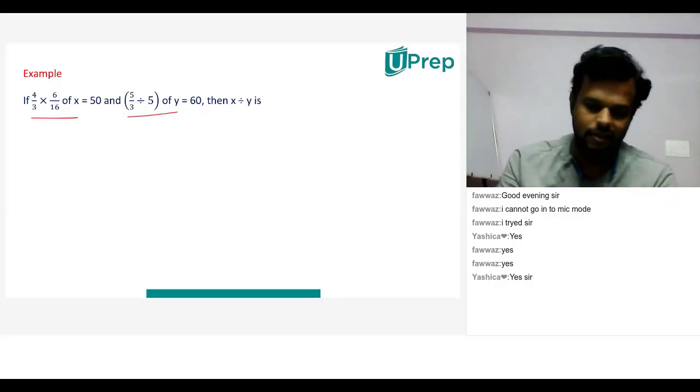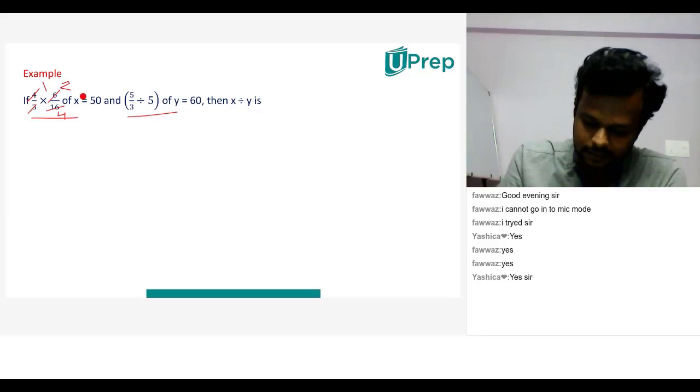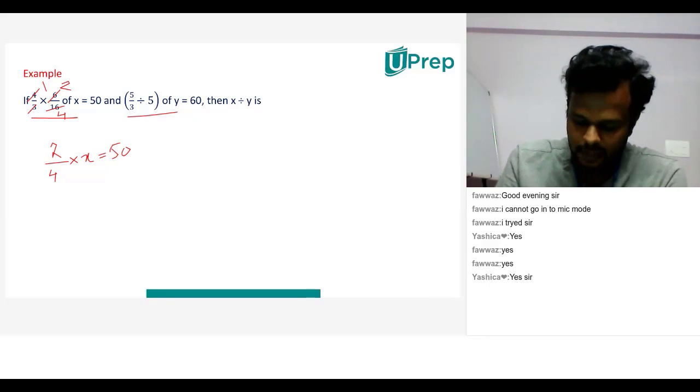So children, observe me here now. Let us try to solve this question. Now, if you see, this is 4 ones are, and this is 4 fours are. Same way, this is 3 ones and this is 3 twos. So I have 2 by 4 into x is equal to 50. So this is 2 ones, this is 2 twos.